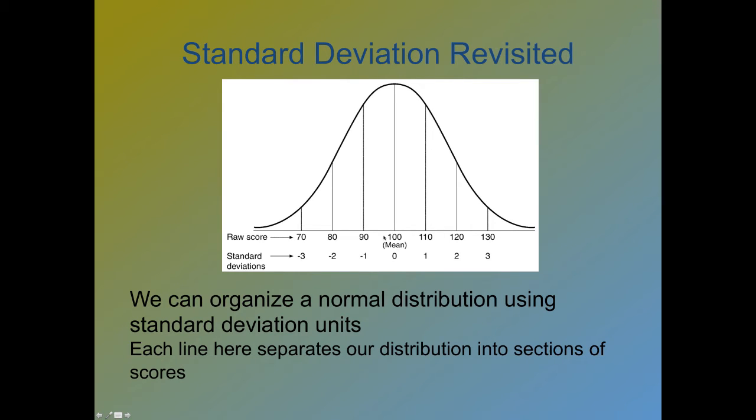Likewise, we can do the same on the negative side, right? So 90, which is one standard deviation away from the mean, is going to be -1. 80 is two standard deviations away from the mean, so that's going to be -2, right? And so on and so forth. And you're going to see where I'm heading with that.